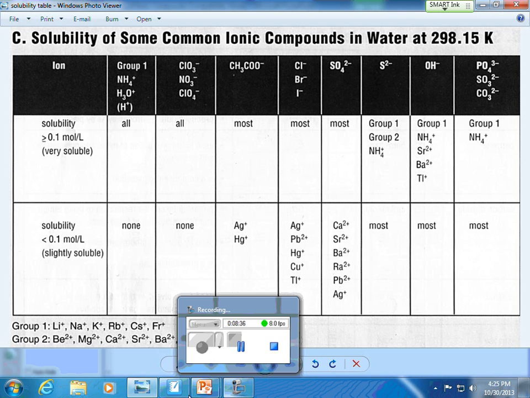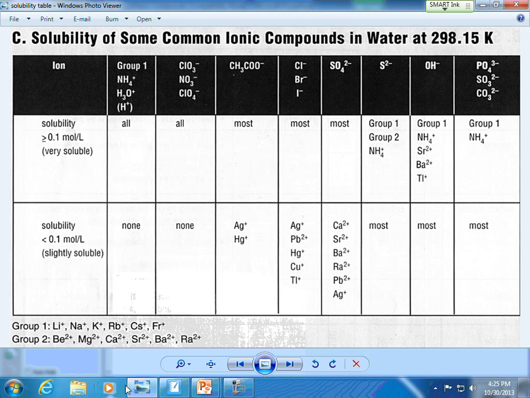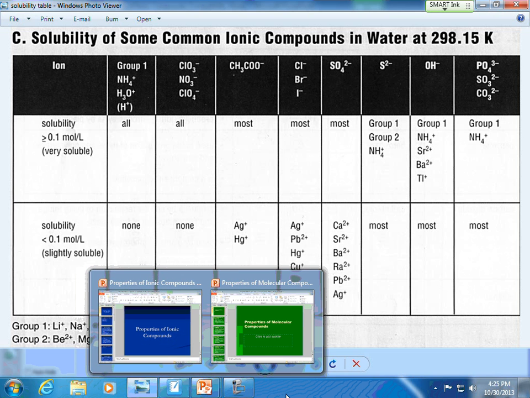And that's it for our lesson today. So I hope you learned some about the properties of ionic compounds. Next lesson will deal with properties of molecular compounds.